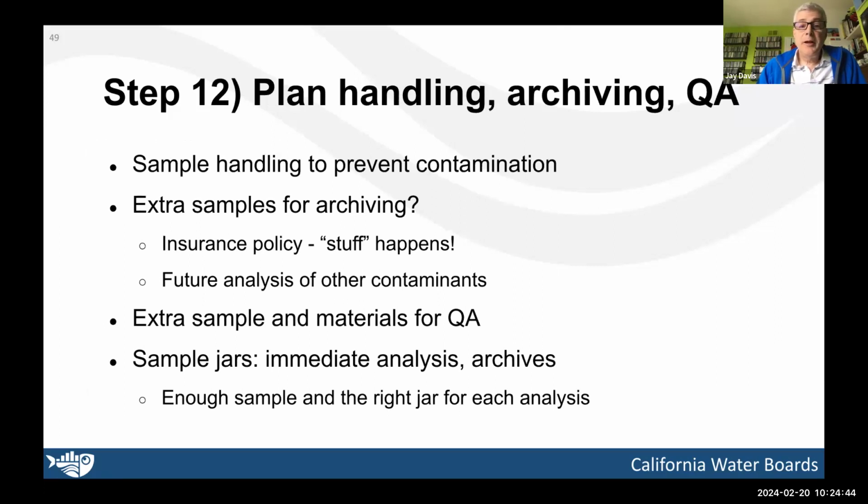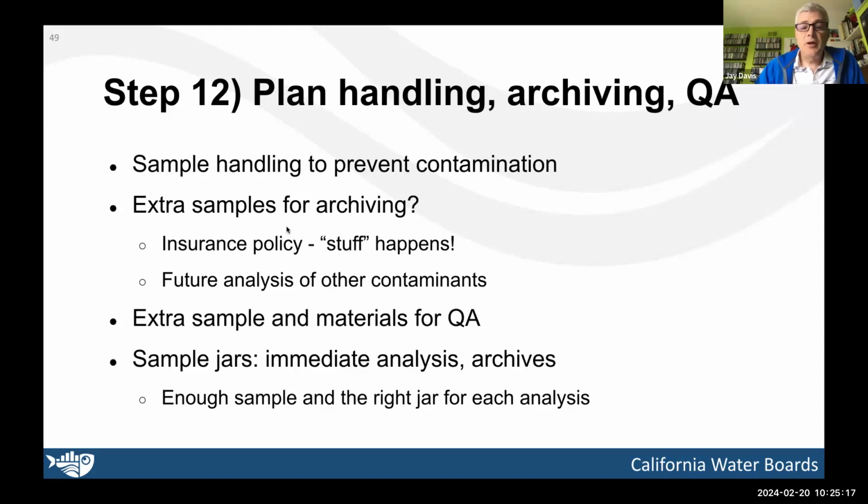It's important to plan the handling, archiving, and QA. It's really important that you handle the samples to prevent contamination. For PFAS, for example, you have to make sure that nothing with Teflon touches the samples. For microplastics, you have to be aware of things that may introduce fibers or other plastic particles into the samples. So it's important to be careful about that.